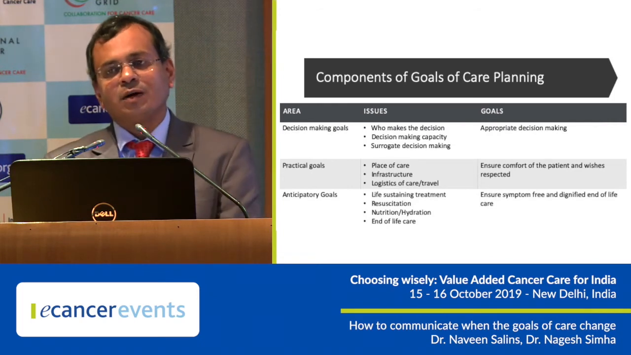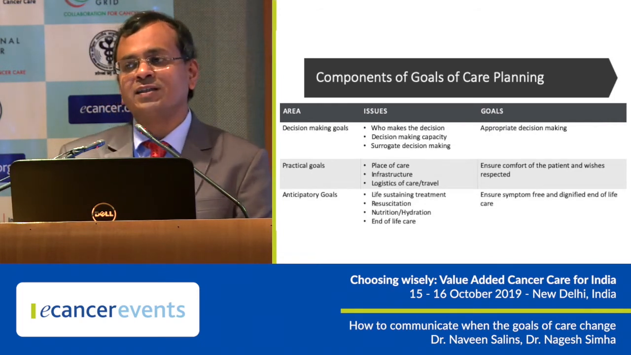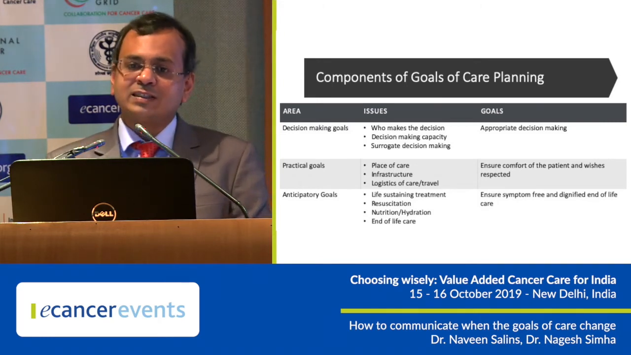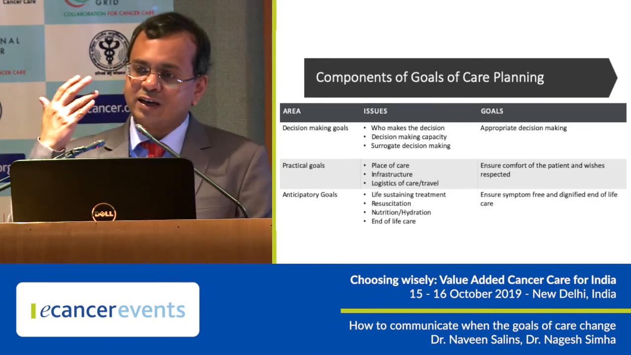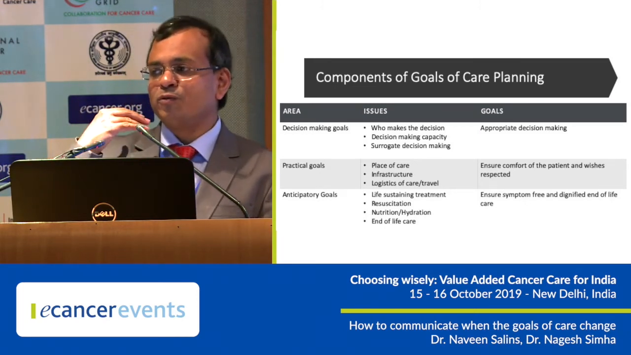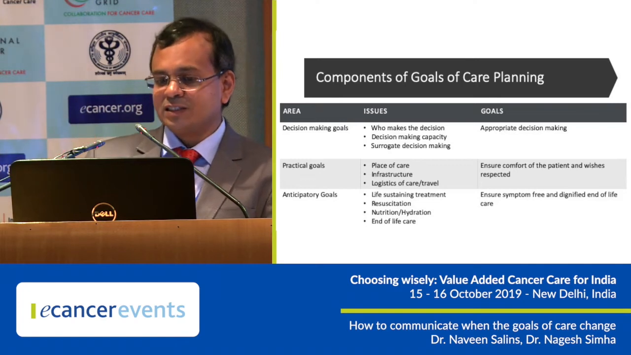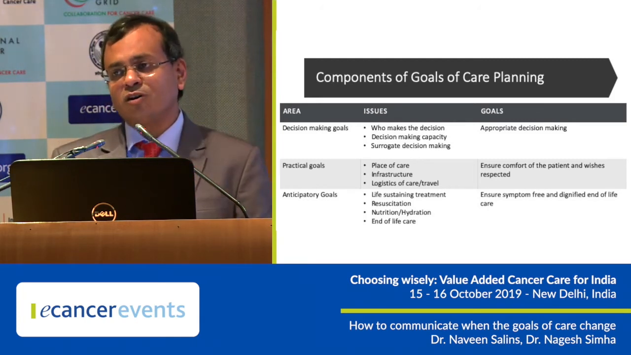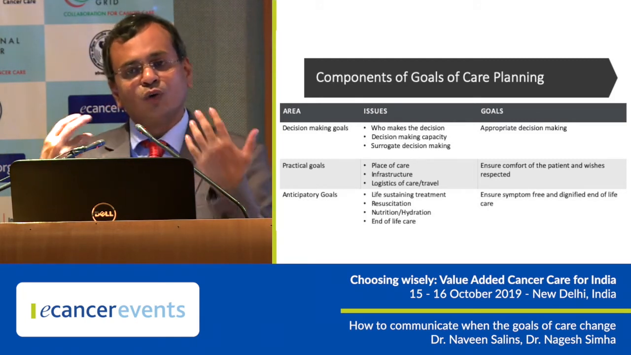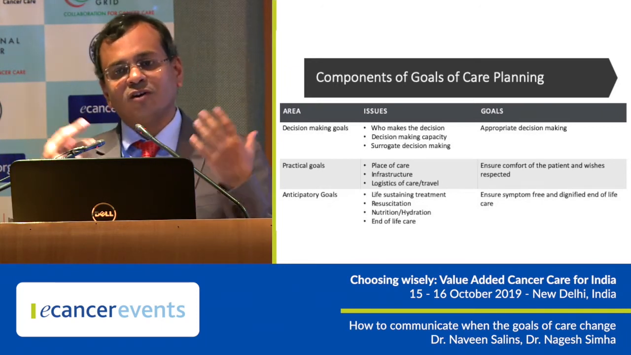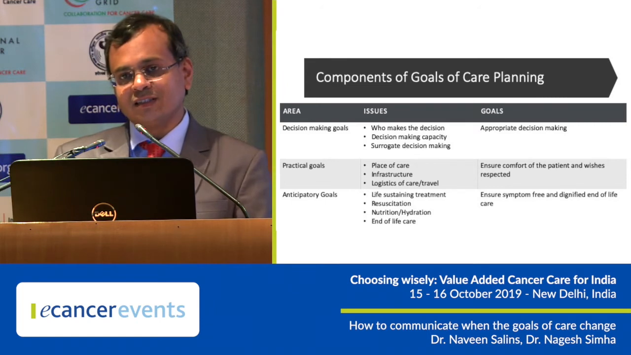Also, the next aspect of goals of care planning is decision making goals. Patients would like to make life decisions, isn't it? Cancer is a life changing event, and people would like to make those life decisions. So who makes the decision? Whether the patient is capable of making the decision. If the patient is not capable, who else is participating in the decision? Is there a next of kin or a friend or a surrogate who makes the decision?